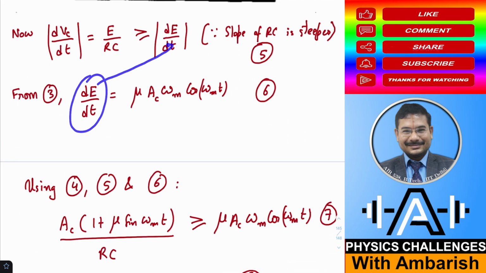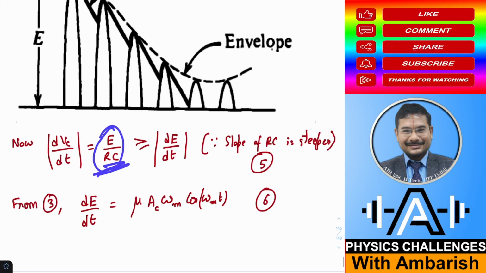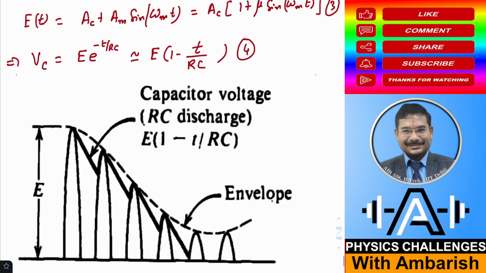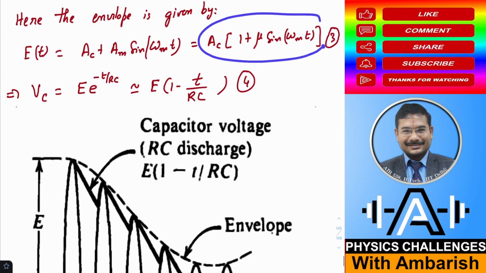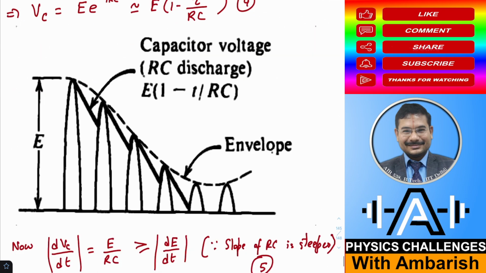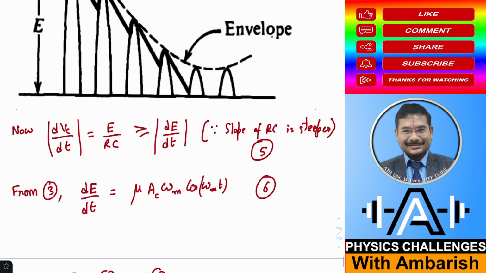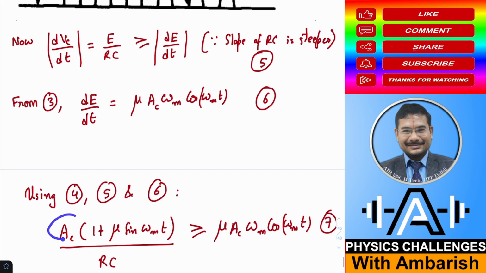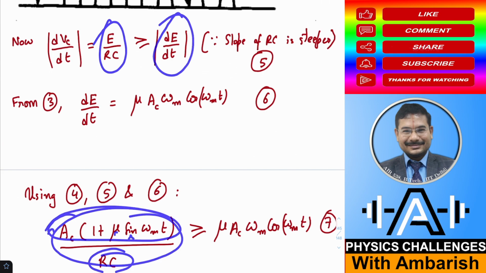So instead of dE by dt, we can put this. So E itself was AC into 1 plus mu sin omega mt, right? So this is your E, so E by RC becomes AC into 1 plus mu sin omega mt divided by RC, right? So this is E by RC, and this should be greater than or equal to dE by dt. So this is your dE by dt, so you put here mu AC omega m cos omega mt, right? So now you rearrange this. So this gives you RC should be less than or equal to, so AC will cancel off and you cross multiply and take the terms from here to there.